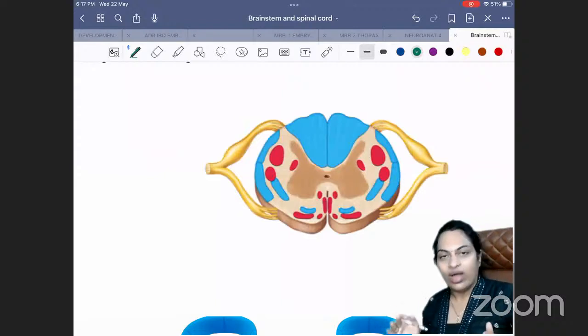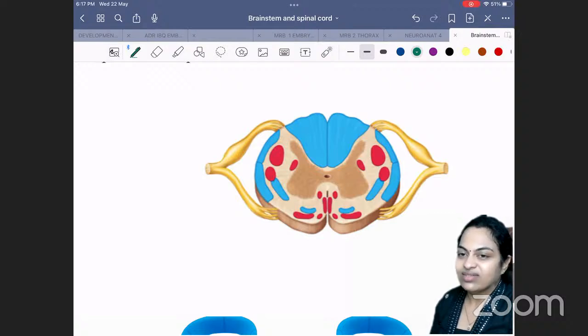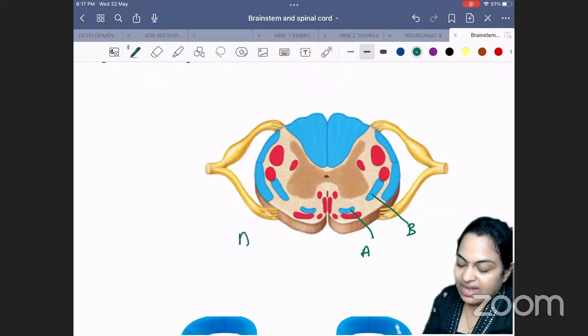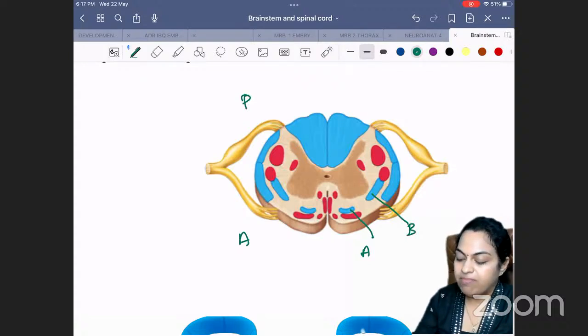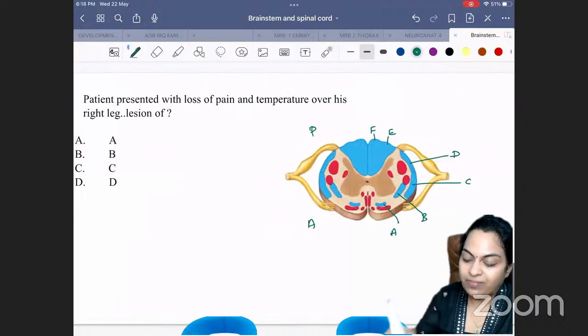And what is there in the white matter? The tracts, the ascending tracts and the descending tracts. So before going to the question, can you help me identify them? Just a few of the ascending tracts. I'll mark it A, B. The ascending tracts here in this image are shown in blue color. Again, this is anterior, this is posterior, right? So A, B, C, D, E, and F. Are you with me? Come on.